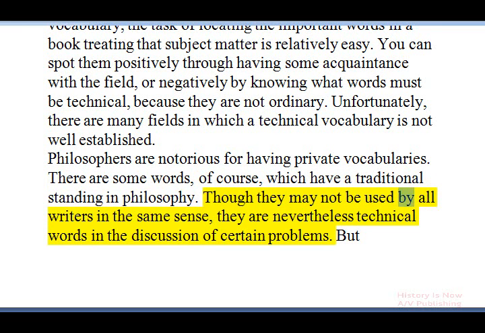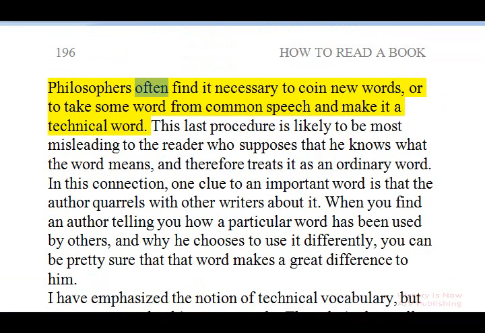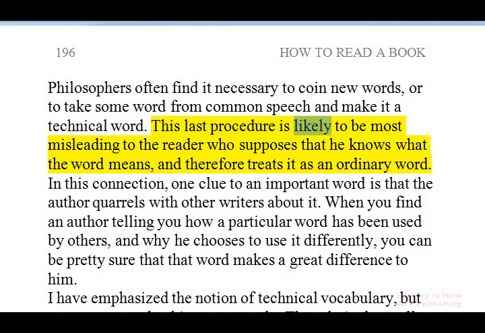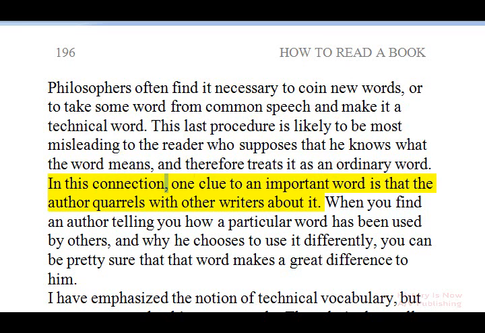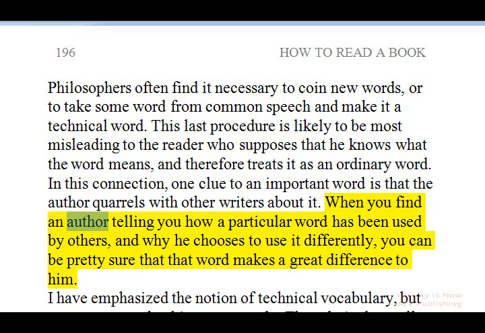Though they may not be used by all writers in the same sense, they are nevertheless technical words in the discussion of certain problems. But philosophers often find it necessary to coin new words, or to take some word from common speech and make it a technical word. This last procedure is likely to be most misleading to the reader who supposes that he knows what the word means, and therefore treats it as an ordinary word. In this connection, one clue to an important word is that the author quarrels with other writers about it. When you find an author telling you how a particular word has been used by others, and why he chooses to use it differently, you can be pretty sure that that word makes a great difference to him.